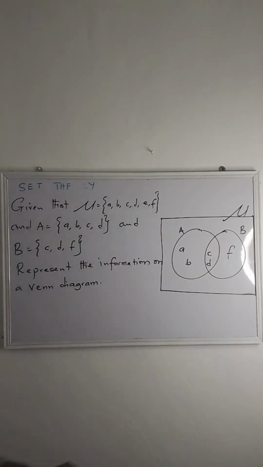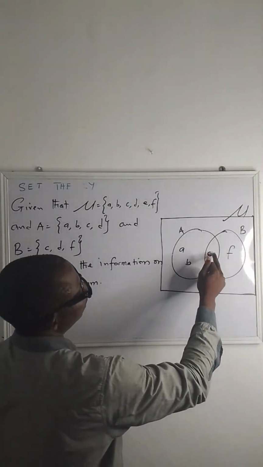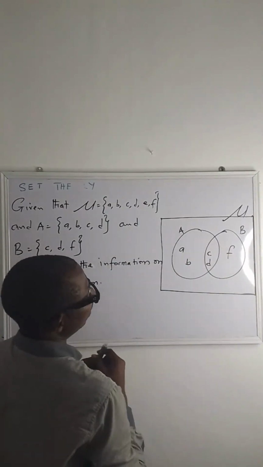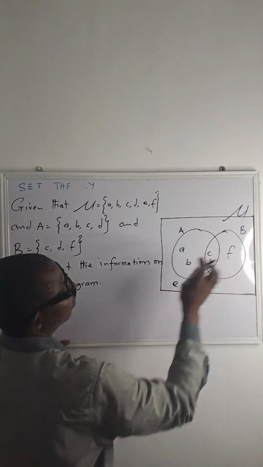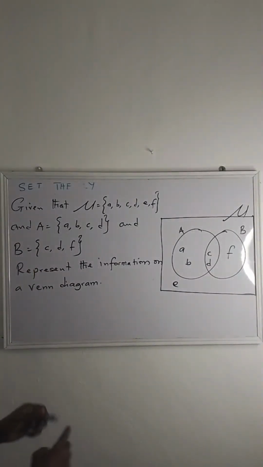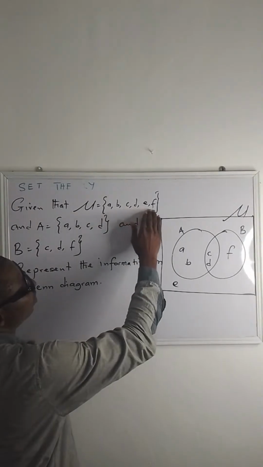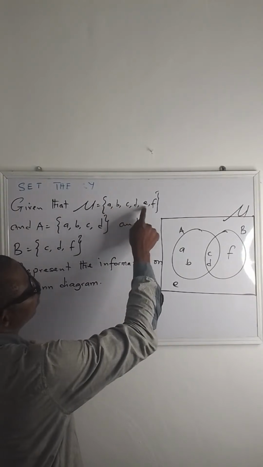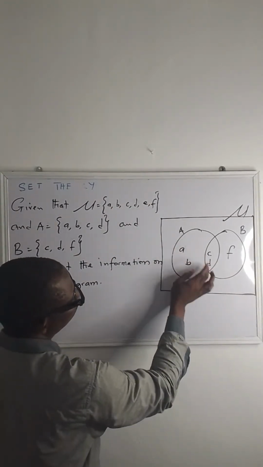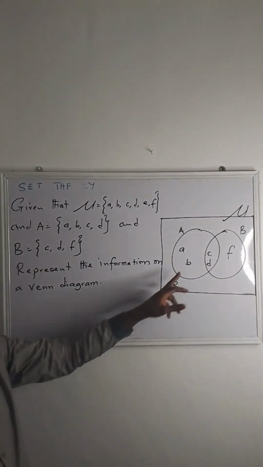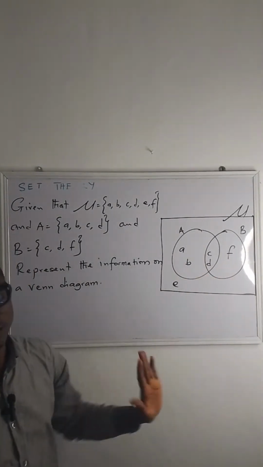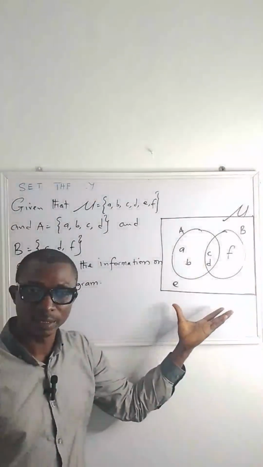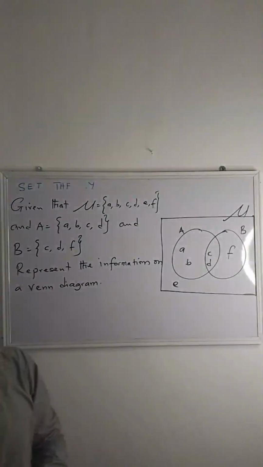Now let us look at it. A, B, C, D, E. E is not in A and it's not in B. So that means it will be outside. E, F. So the total elements inside the universal set: let's count 1, 2, 3, 4, 5, 6. That means it's complete. We have A, B, C, D, E, F. So now what we have done is represent this information on a Venn diagram. And this is where we are going to be stopping.